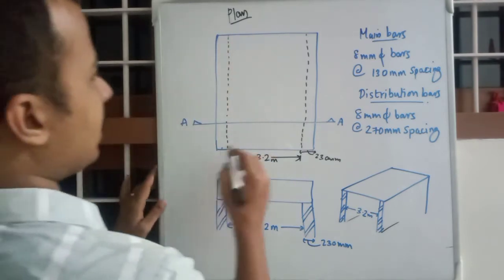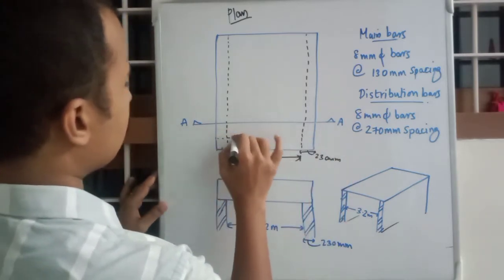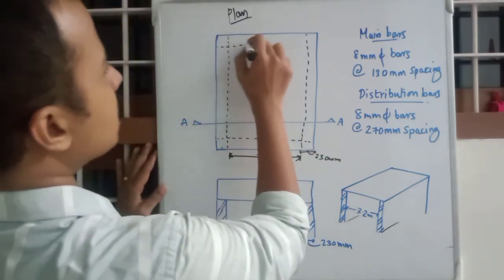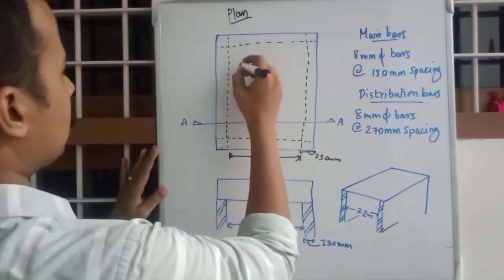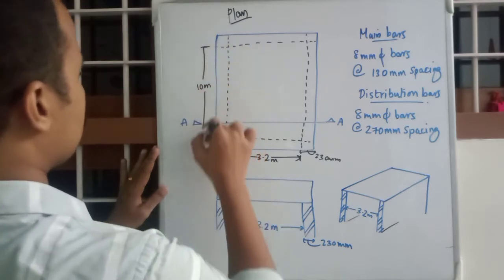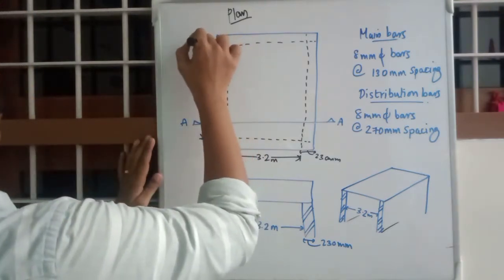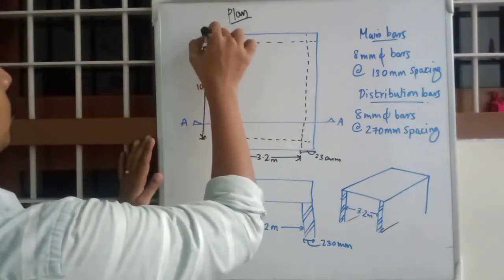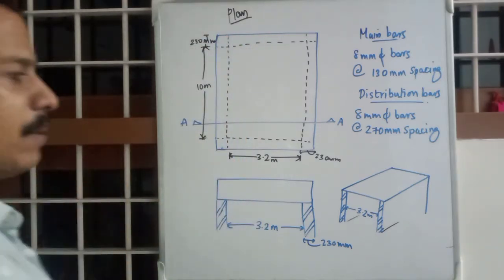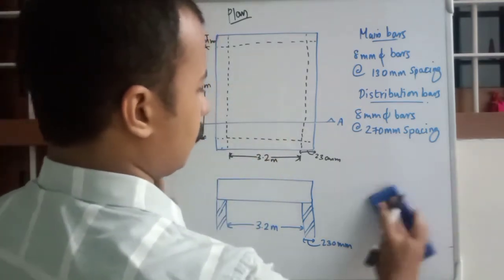Or you can specify that this can be taken as the inner dimension. There is no wall actually here, no supporting wall. We are just drawing, suppose there is a wall, and this is 10 meters. Okay, and this is again 230 mm. This also. So first step is complete. We have the plan and section.